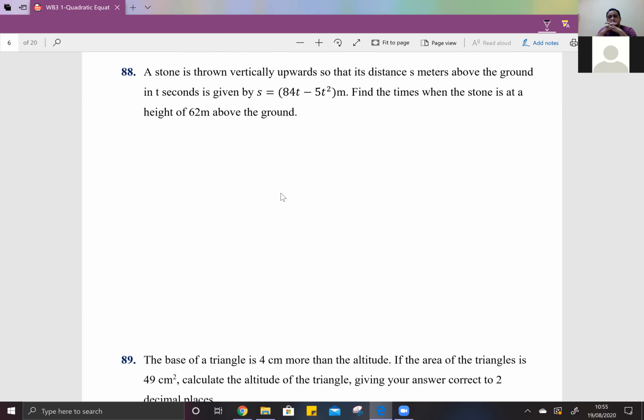A stone is thrown vertically upwards so that its distance s meters above the ground in t seconds is given by s equals 84t minus 5t squared. Find the time when the stone is at a height of 62 meters above the ground.